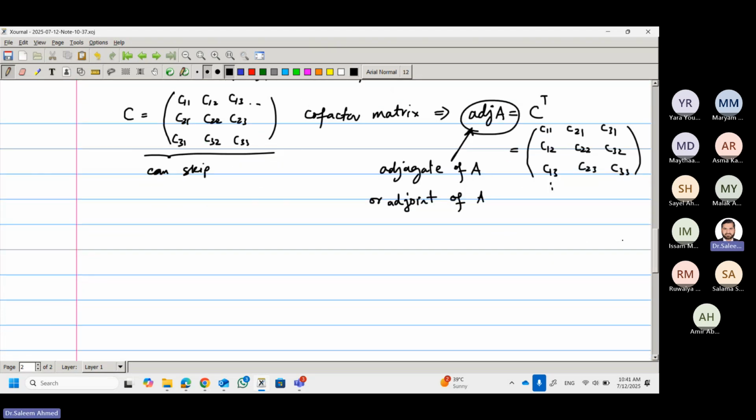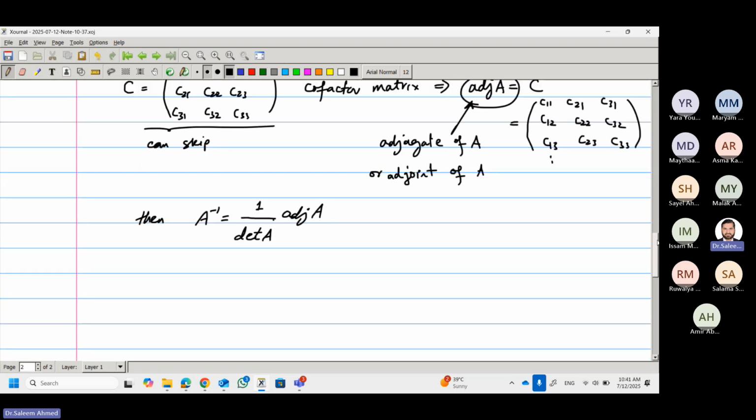So if you have this, then the inverse of the matrix, A inverse, is 1 over determinant of A times adjugate of A. So you get the adjugate matrix, divide this matrix by the determinant, and that gives you the inverse of the matrix. You should know that.